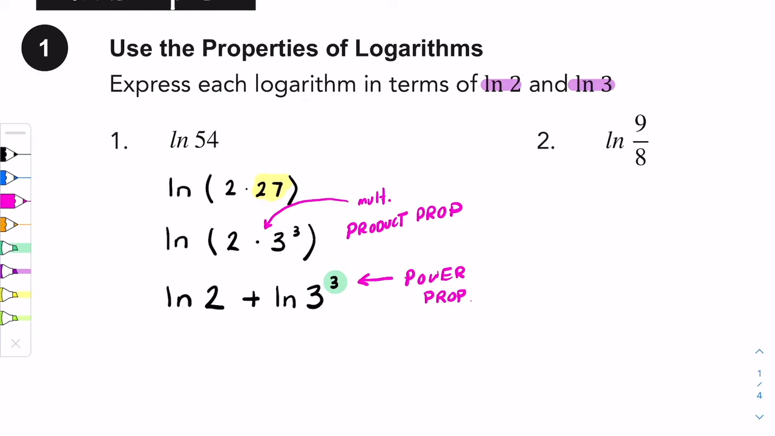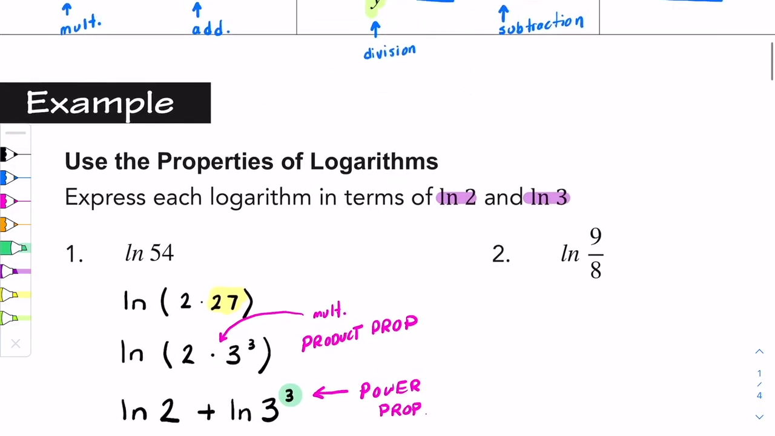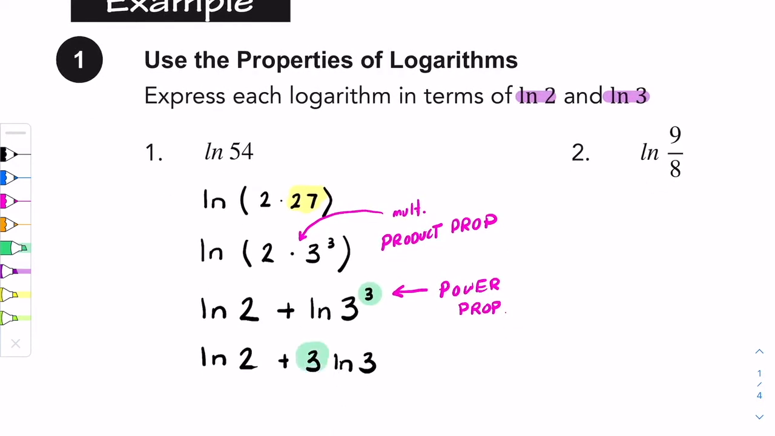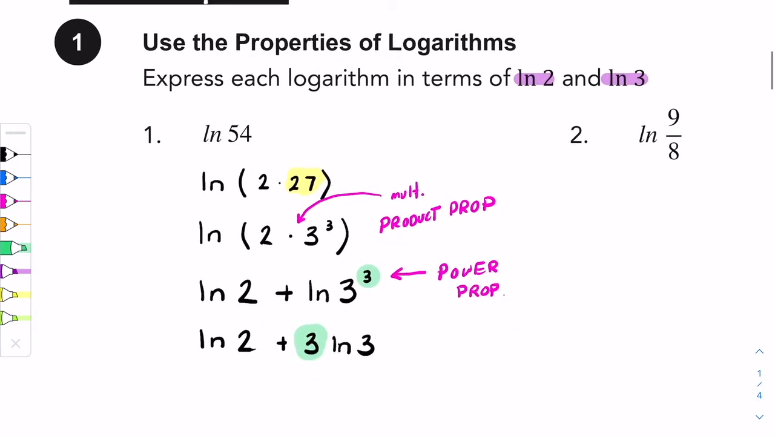So the power property says you can rewrite that exponent in front. You only write it in front of the expression that it's specifically with. So it only goes in front of ln of 3. That exponent that I highlighted in green is rewritten right here. Okay, this is your final expanded answer. We can't go any further. We don't have any more multiplication, division, or exponents. So once you get rid of all your multiplication, division, and exponents, that is your final expanded answer.